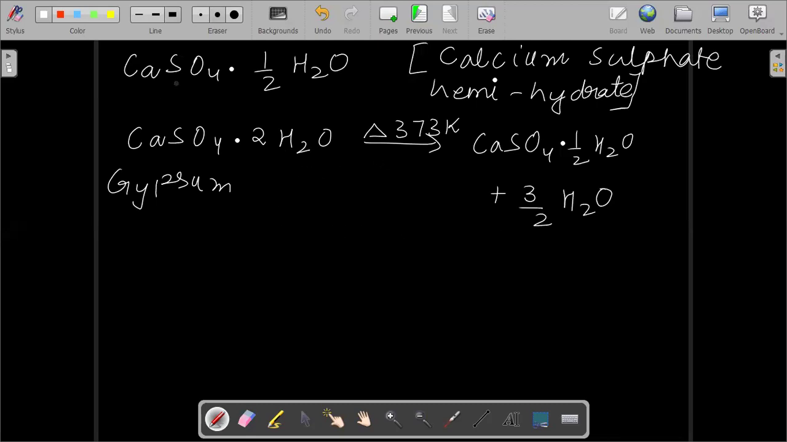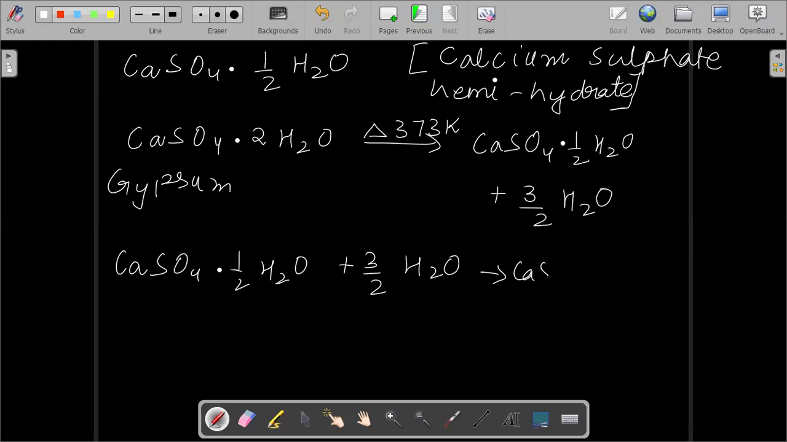See, if you add water to this POP, like in hospital, what happens? You take your POP, that is CaSO4.half H2O, and you add 3/2 molecules of H2O, and you get CaSO4.2H2O. This is gypsum, which is solid. Got it? So you have obtained your solid gypsum here. What will happen if you heat gypsum above the temperature of 373 Kelvin?